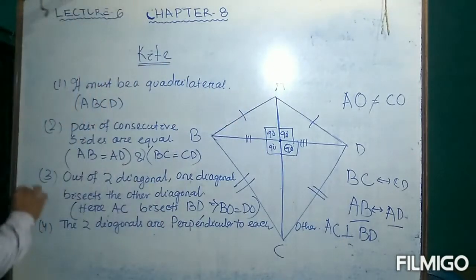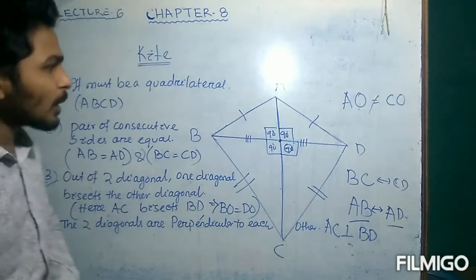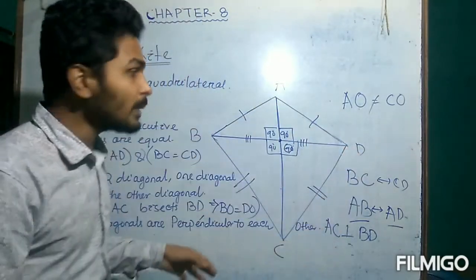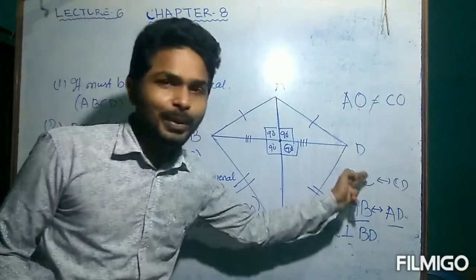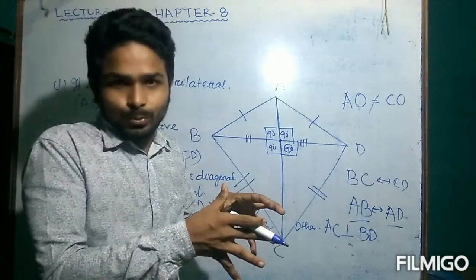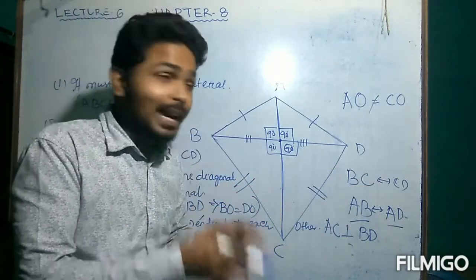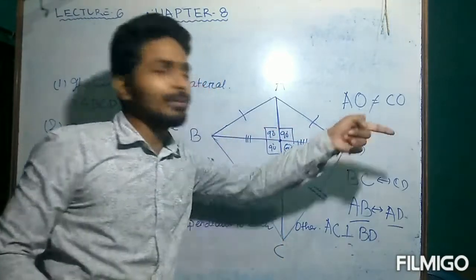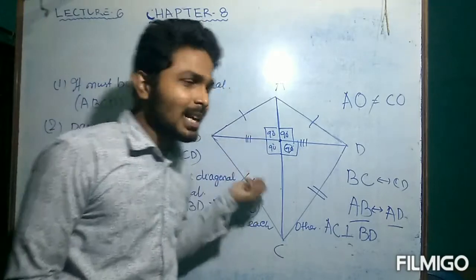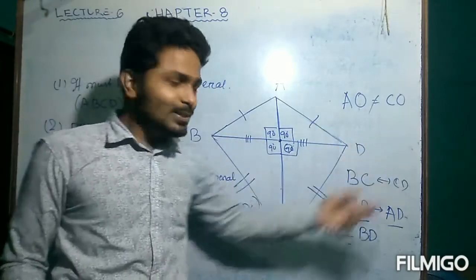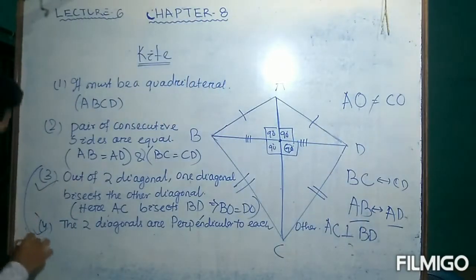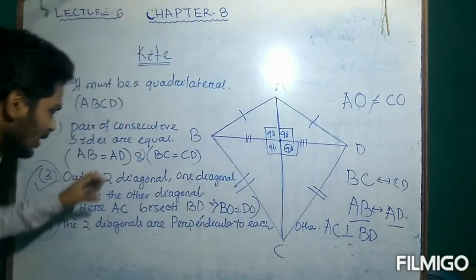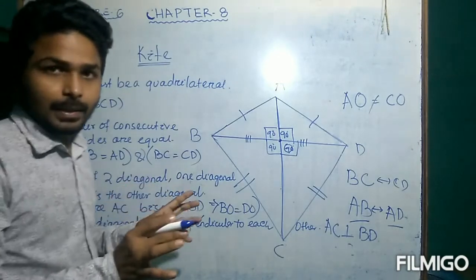So what can we conclude from property 3 and property 4? In property 3 we discussed that AC bisects BD. In property 4 we discussed that AC is perpendicular to BD. If we combine these two properties, we can write AC is the perpendicular bisector of BD. Perpendicular means 90 degrees. Bisector means it divides BD. You need not write these two properties separately.